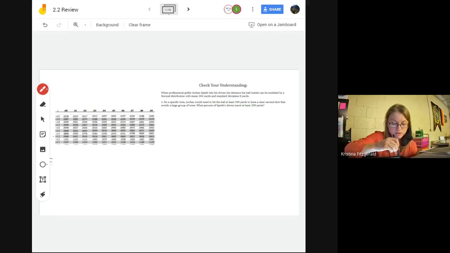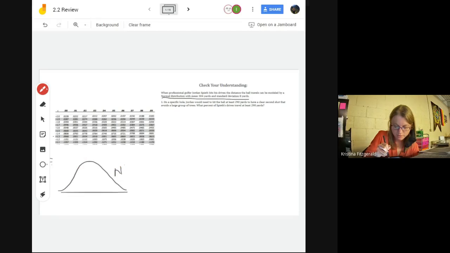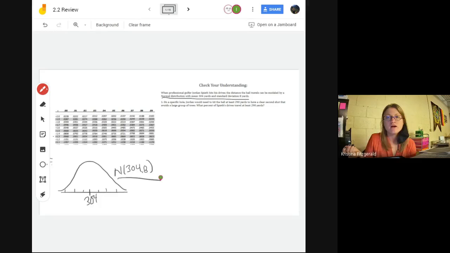A few things I want to zero in on here are the fact that I have a normal distribution with a mean of 304 yards and a standard deviation of 8 yards. So I'm going to draw that picture out and label it. I'm going to put 304 in the middle, and then we go about 3 standard deviations out on each side. As long as your sketch and shading is accurate, you don't have to label absolutely everything, because this labeling takes care of a lot.